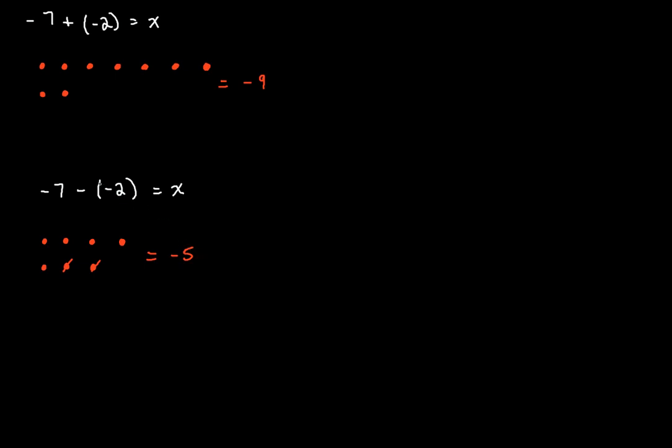I'm almost adding +2, as if I took these two dots and paired them up with a green. I took that -7 and added in those two dots, and paired them up like this. I'd still be left over with 5 negative dots.